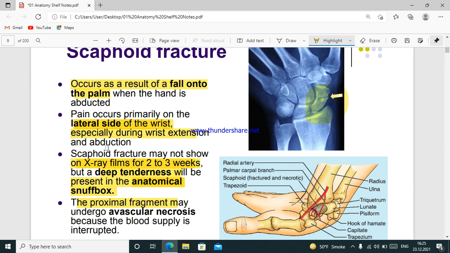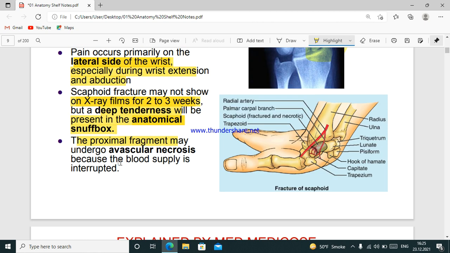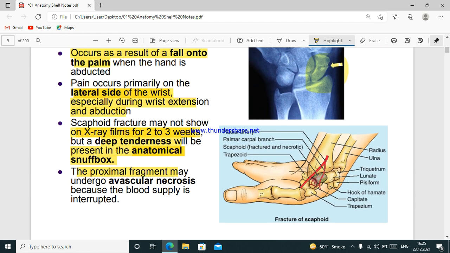Basically, here we study pain especially during wrist extension and abduction. So if there is pain in wrist extension and abduction, we will say there may be a scaphoid fracture, because the pain is on the lateral side when the hand is abducted or extended. This is the extension position, and these are all the bones written here. When the scaphoid bone is fractured, it will not show on X-ray for 2 to 3 weeks, but we can examine by moving the hand in extension and abduction. If there is pain, of course we will say it is a scaphoid fracture.